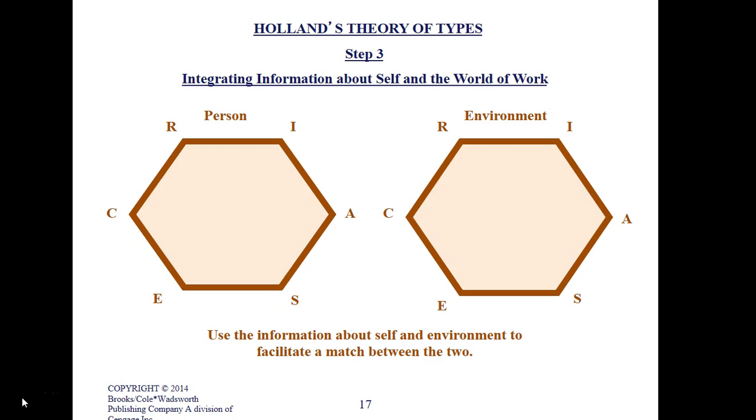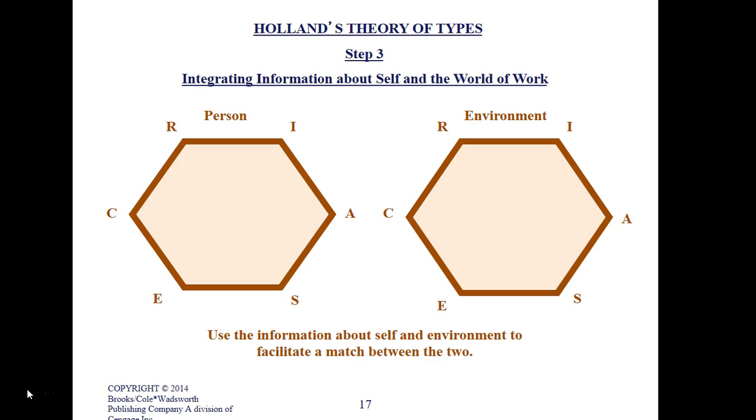So that's step 2. We want to help the client to identify in step 1 their strongest preferences, the top 3. We want to, in step 2, help them identify occupations and environments that fit with those preferences. And then again, with Parsons' model, we look at step 3, integrating information about self and the world of work. So we take the person and we take the environment and we put those things together to try and develop a match between these 2 different aspects.